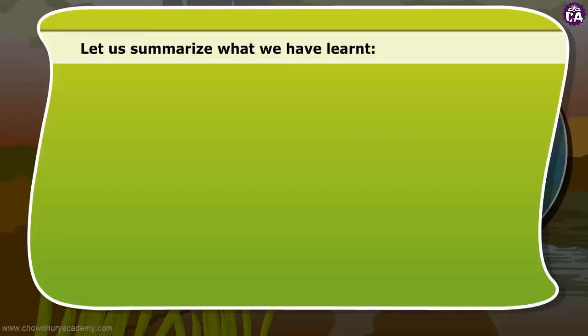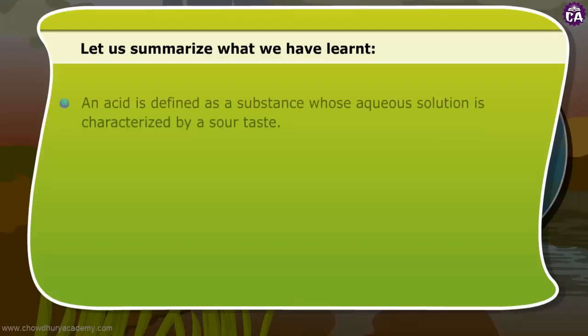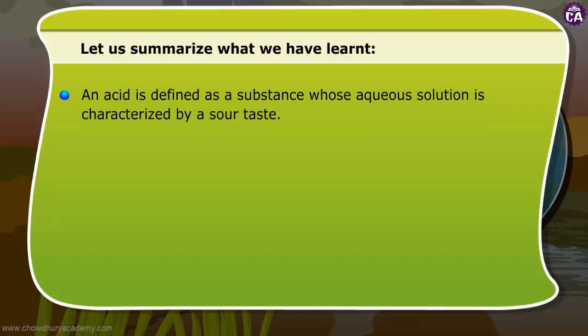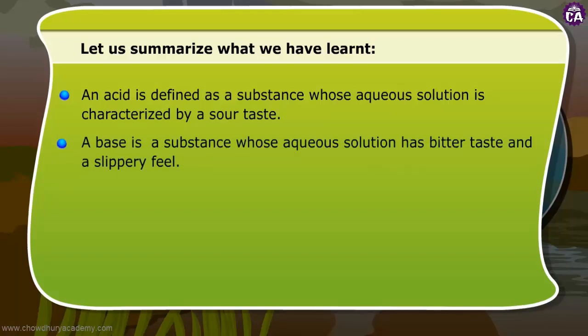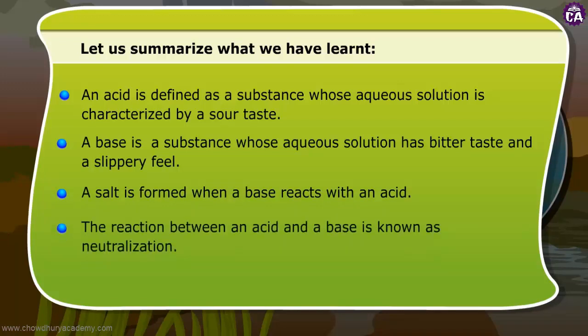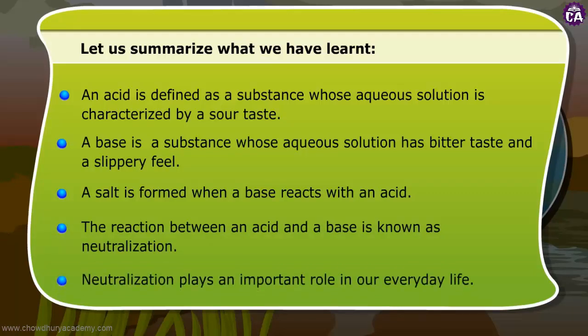Let us summarize what we have learned. An acid is defined as a substance whose aqueous solution is characterized by a sour taste. A base is a substance whose aqueous solution has a bitter taste and a slippery feel. A salt is formed when a base reacts with an acid. The reaction between an acid and a base is known as neutralization. Neutralization plays an important role in our everyday life.